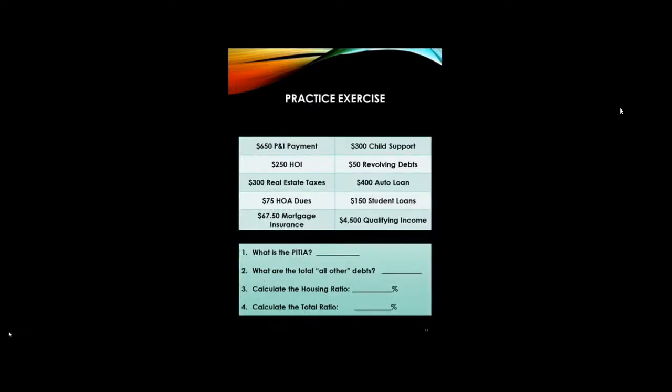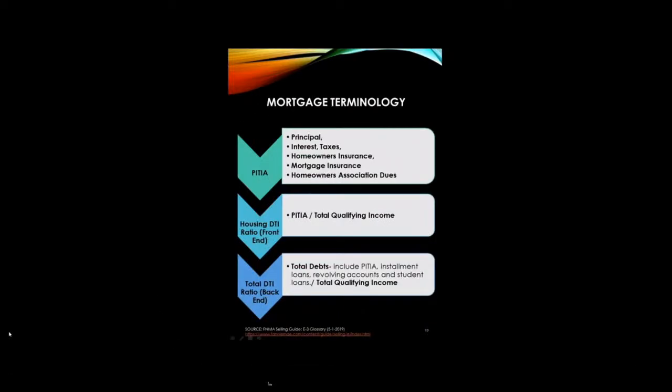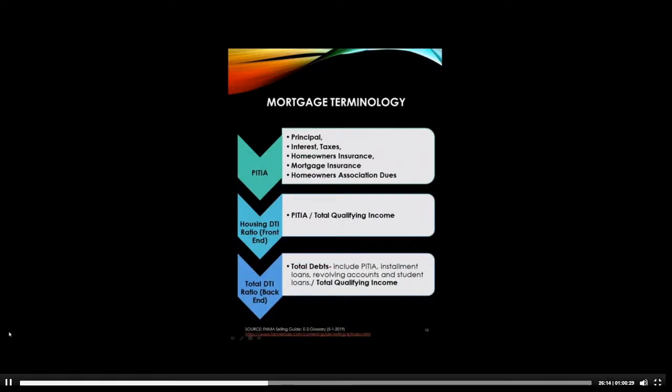So this is a little practice. On the left side of the chart, we have the breakdown of the monthly payment for the mortgage. On the right side, we have the breakdown of the total debts in different categories, and the total qualifying income.